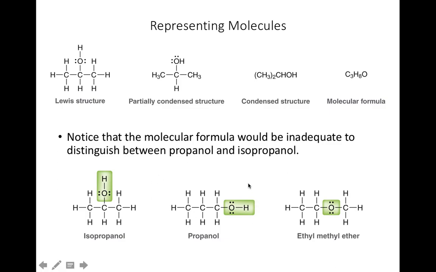So some of the disadvantages of just using molecular formulas, and the reason we don't just use molecular formulas, especially in organic chemistry, is because all of these compounds, isopropanol, propanol, and ethylmethyl ether, they all have exactly the same molecular formula. They're all C3H8O. But all of these compounds have very different properties, and that's why in organic chemistry we don't use the molecular formula very much, because it doesn't really give us enough information to know what the properties of that compound are. So that's why we tend to use some of these other ways of representing these molecules.